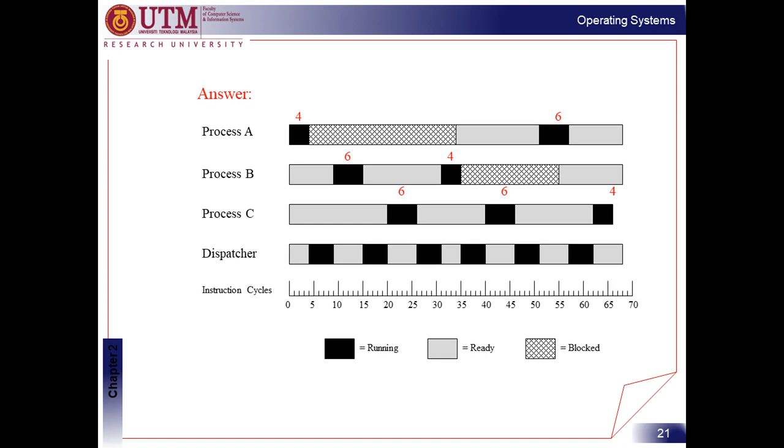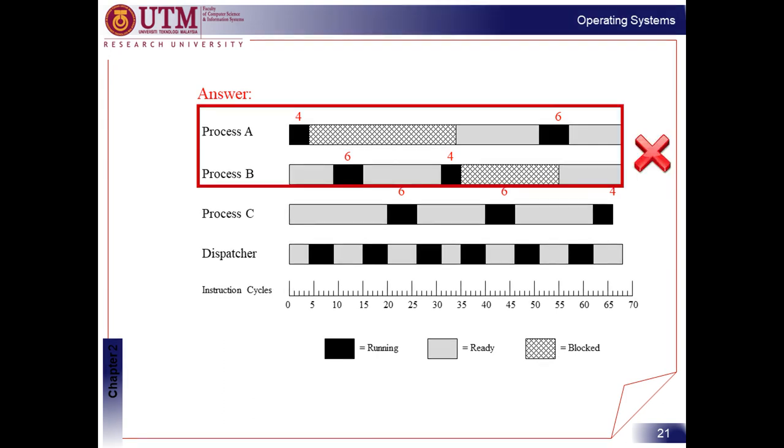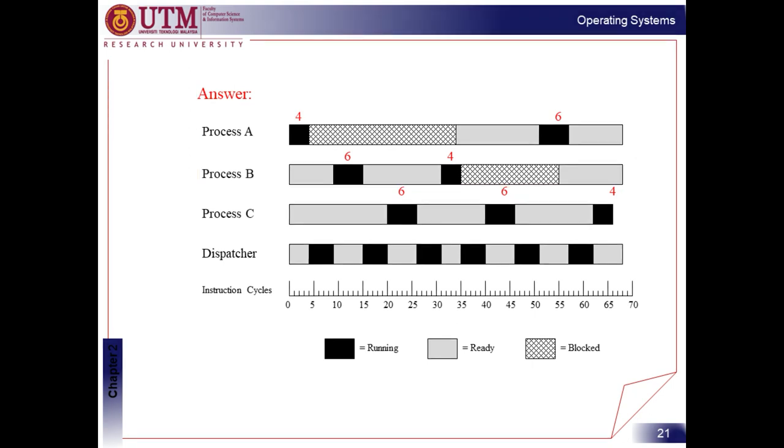As evident from the Gantt chart, only process C successfully completed its execution within the 70 instruction cycle time frame. Regrettably, both process A and process B failed to complete their execution within the time frame. This is primarily attributed to the fact that, based on the provided information, process A requires 21 cycles to complete, process B requires 51 cycles to complete, and process C requires 16 cycles to complete.